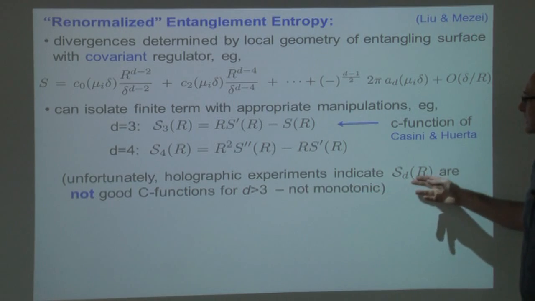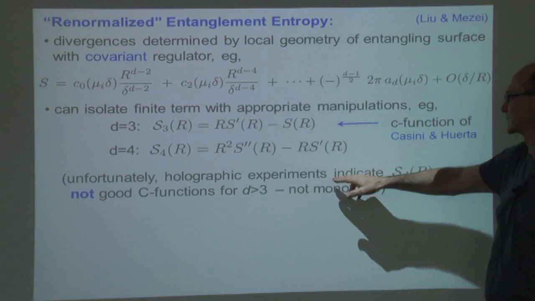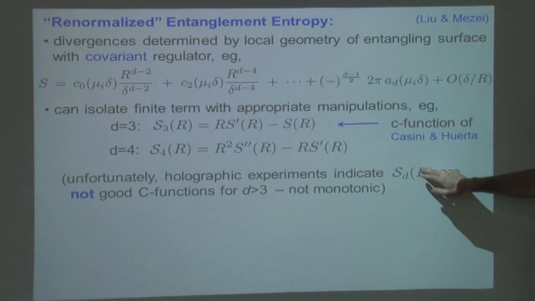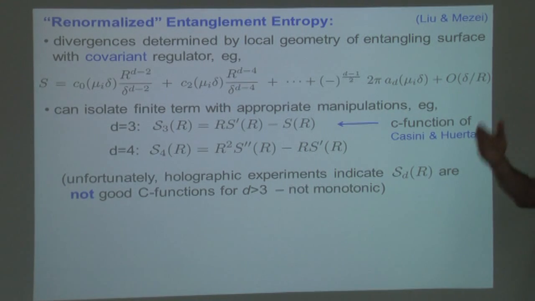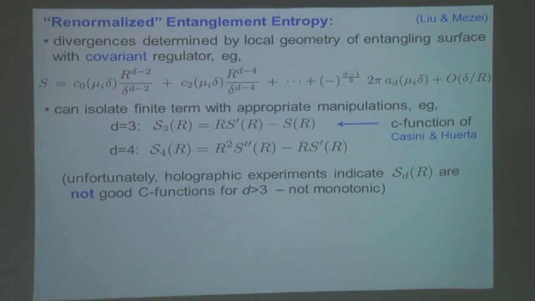It's a footnote that if I go to higher dimensions, they also did holographic experiments, and they found that, for example, in 4 dimensions, this didn't satisfy monotonicity. And so there's some question about whether this is a good C function by itself, but perhaps something along this line can be used.